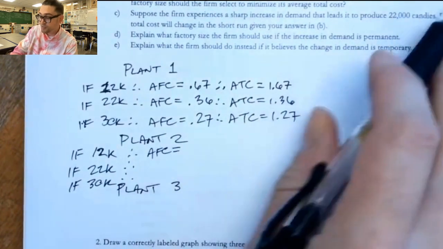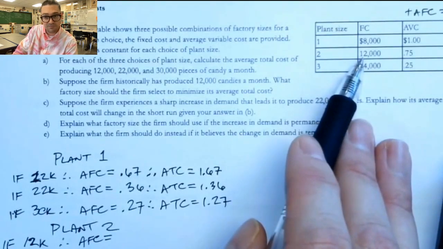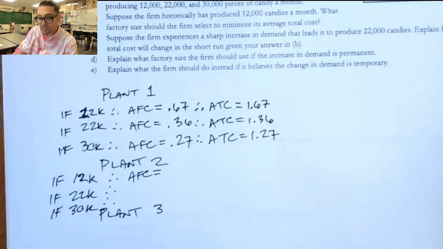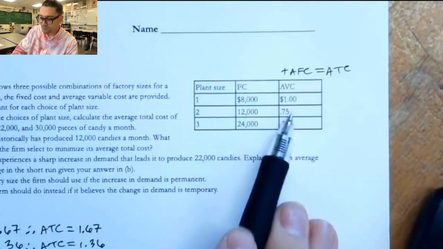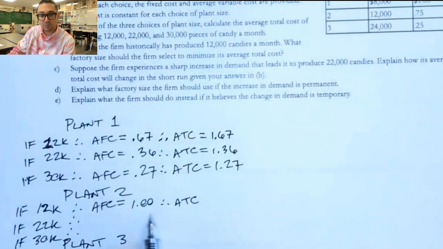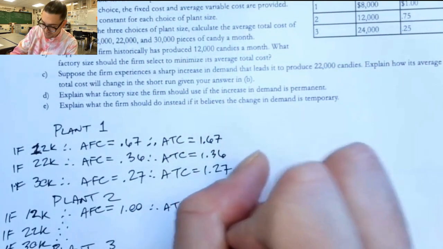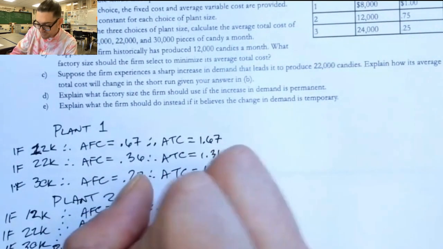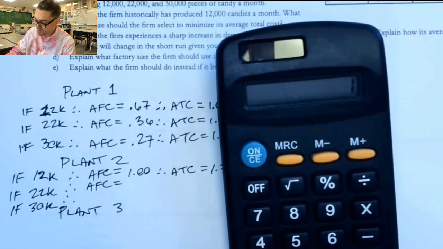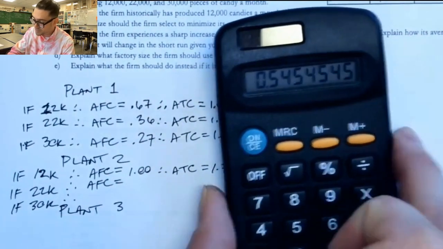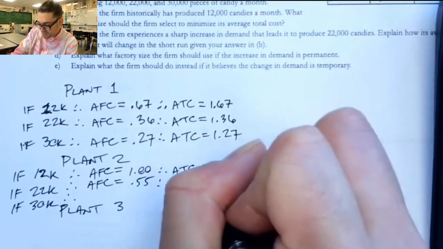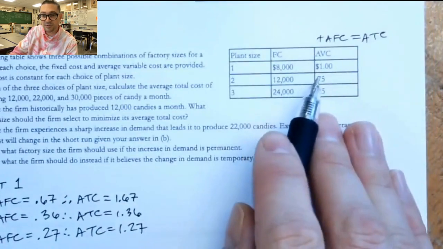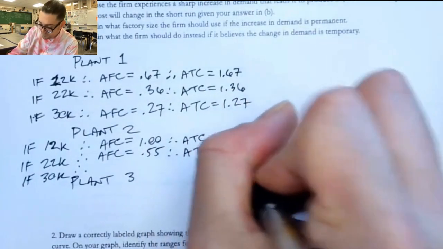So now we have plant 2, where 12,000 is the fixed cost. If they're producing 12,000 units, then I know the average fixed cost is just $1. So therefore the average total cost, with the variable of 75 cents plus that $1, equals $1.75. And then for this next one, average fixed cost is the 12,000 fixed divided by the 22,000. So 12 divided by 22 equals 55 cents. Therefore, the average total cost is equal to that 55 cents plus the variable of 75, which is $1.30.